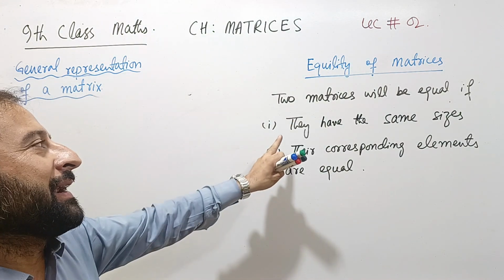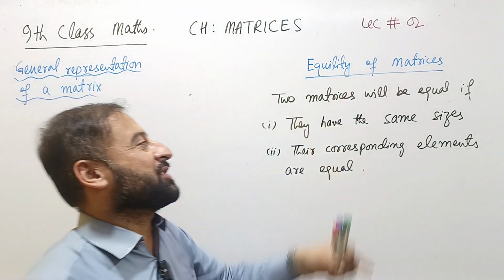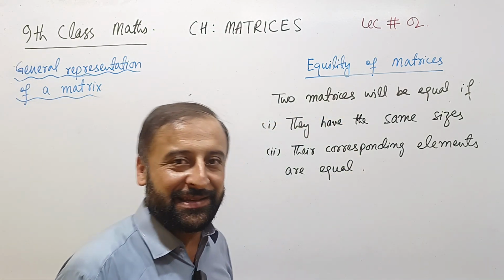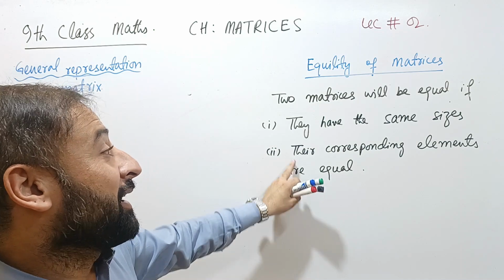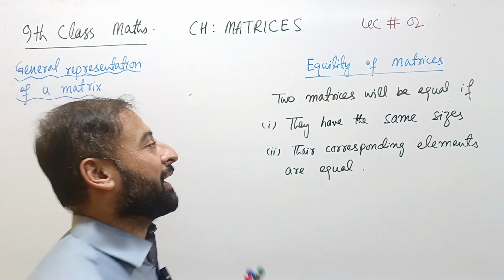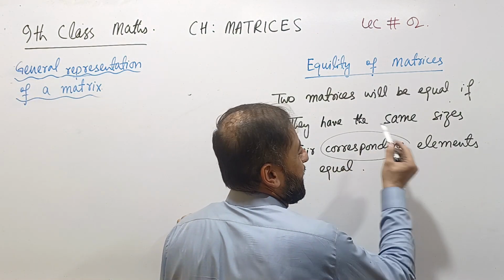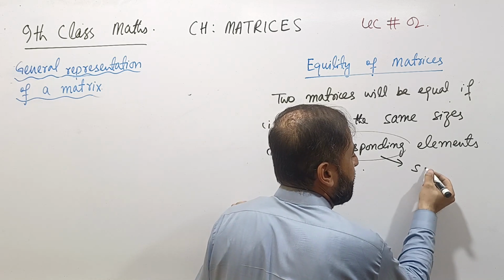Okay, students, what did I write? I wrote that two matrices will be equal if they have the same sizes. Their sizes are same. And their corresponding elements are equal. Corresponding means having the same position.